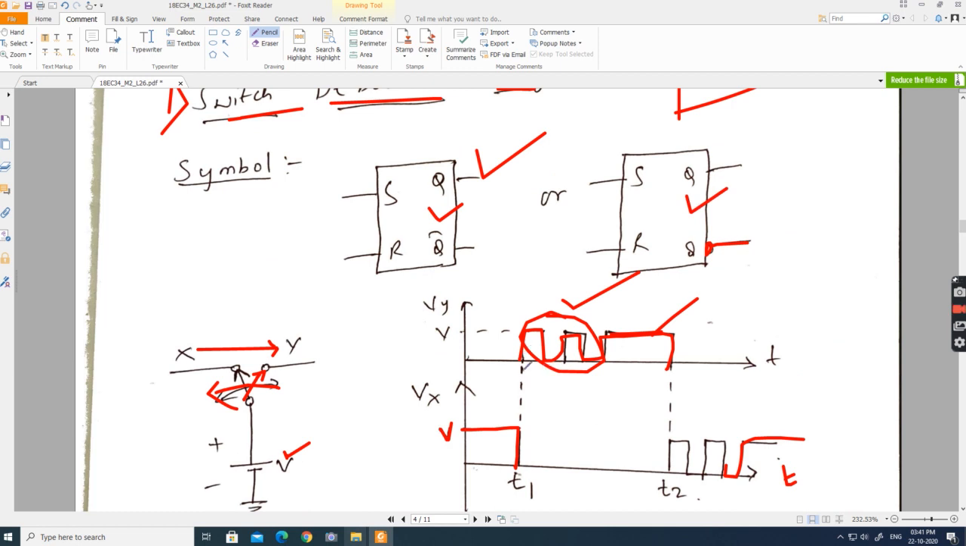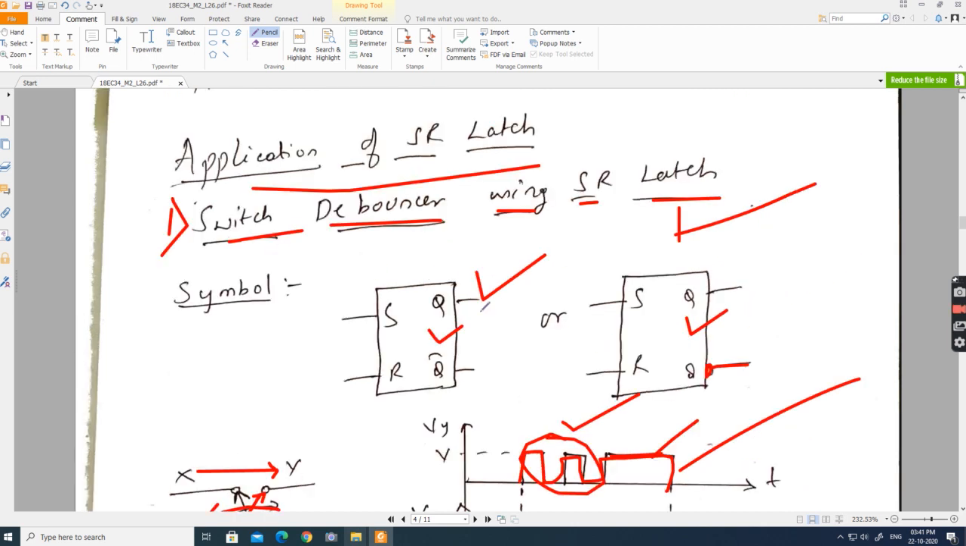This is called switch bouncing. The switch will bounce, it will make the contact, break the contact, make the contact, break the contact. Here there is switch bouncing. By using an SR latch, I can debounce it. I can remove this bouncing effect. That is called a switch debouncer using an SR latch.